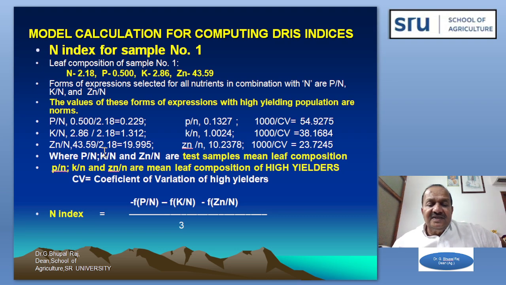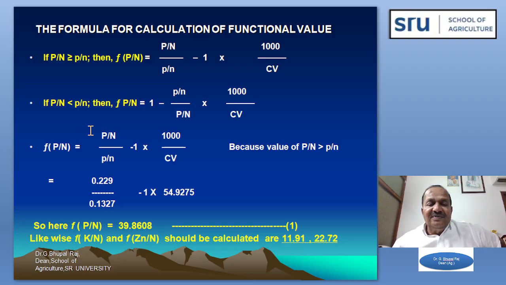Here the value of the test sample is 2.229, and the reference sample is 0.1327. That means the test sample value is more than the reference sample value. So if the test sample value is more than the reference value, this formula we have to take: P by N, small p by N, into -1 into 1000 by CV.